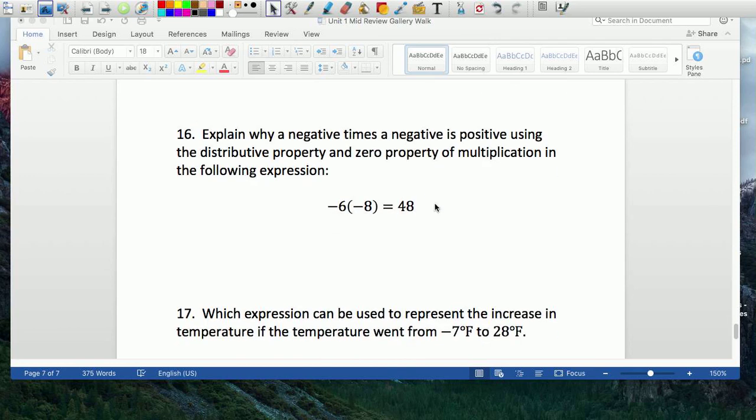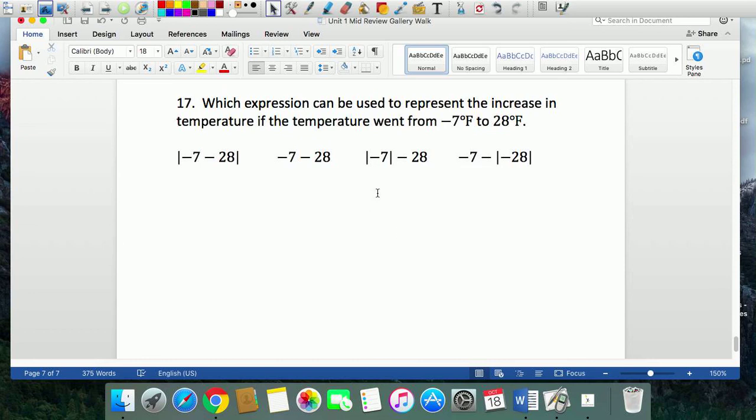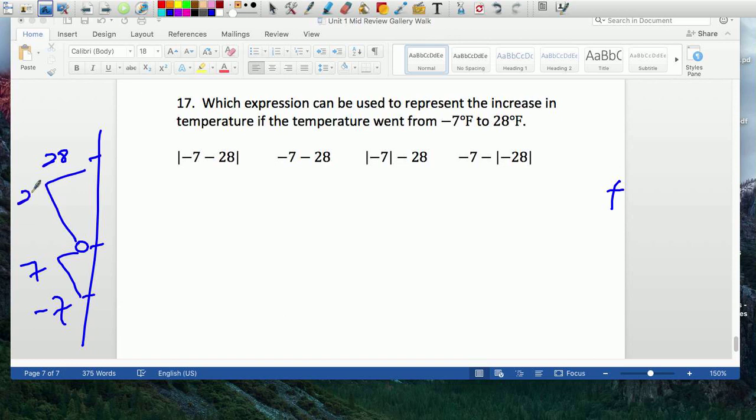16. I skipped 16 because it's not part of the test, but this one I'll do. So here's a temperature increase. It was a negative 7 and went up to 28. So I know that it increased, so my answer is going to be a positive answer. It went up 7 here, and it went up 28 here. So the increase was positive 35.